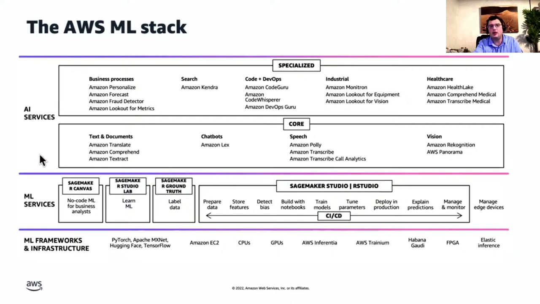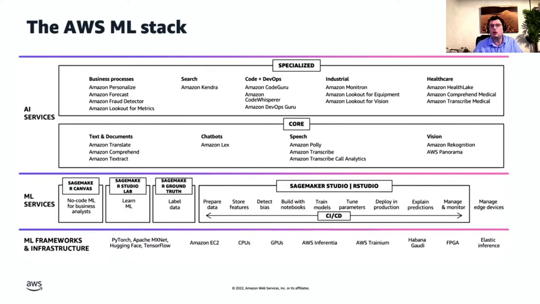Instead, you can just pass your data to them, get back your result, and then your application can move on with what needs to be done. So for example, if we look at Comprehend Medical, Amazon Comprehend Medical can be used for extracting ICD-10 codes, RxNorm codes, now even SNOMED codes, and you just pass your unstructured medical text to it, you get back the result.